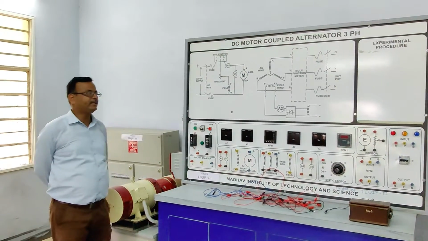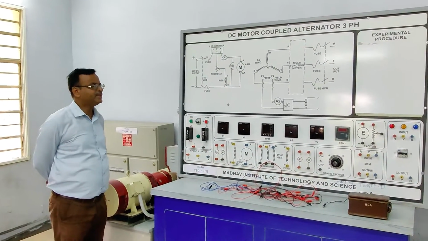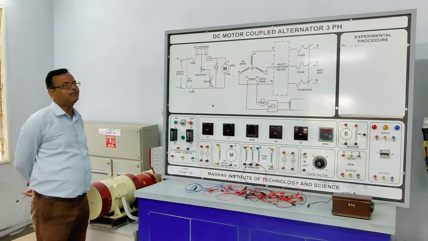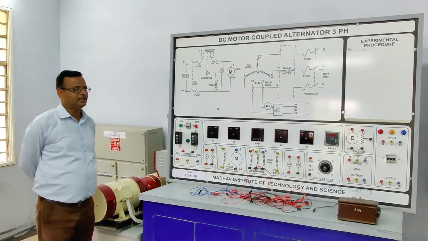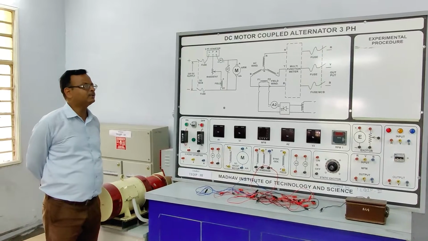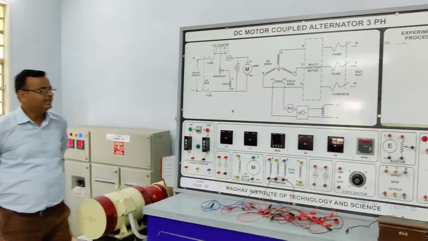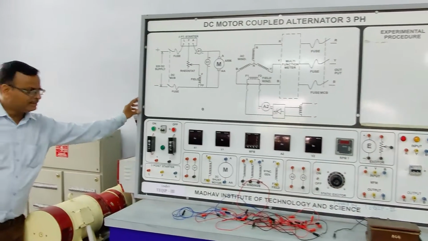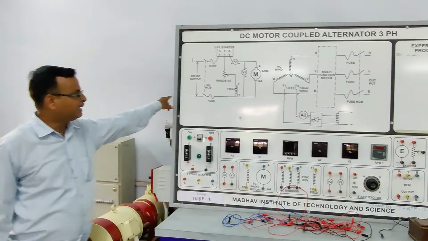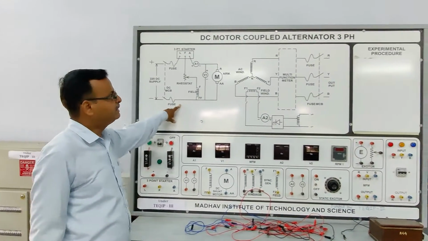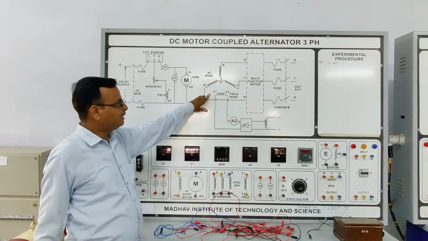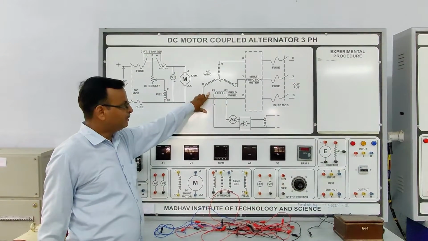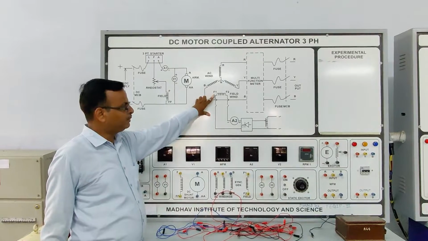Students, today we are going to perform a new experiment: how to find out the regulation of a synchronous alternator. So first of all, we must become familiar with the equipment. We have an experimental panel. On this experimental panel a circuit diagram is given, and this is the symbol for the AC alternator. The alternator converts mechanical power to electrical power.